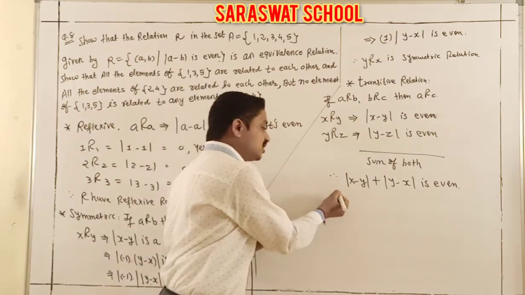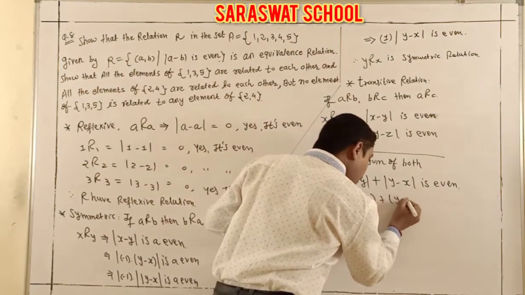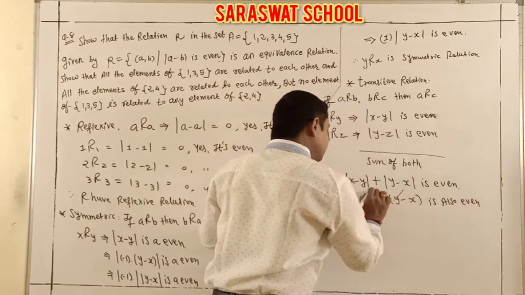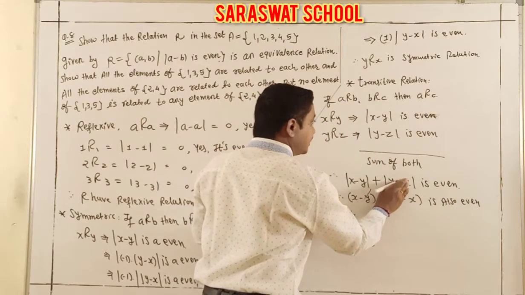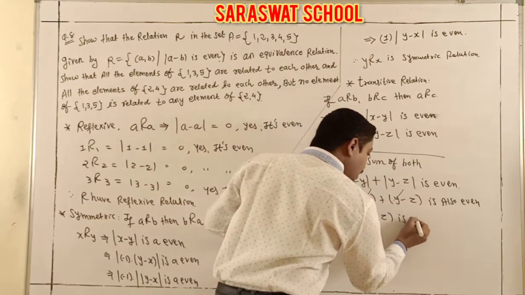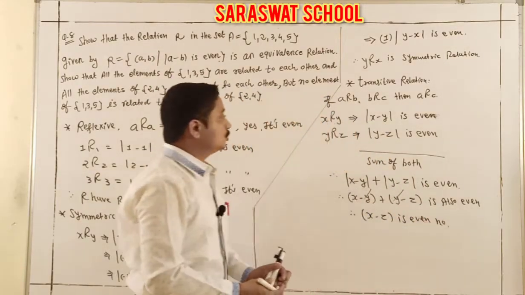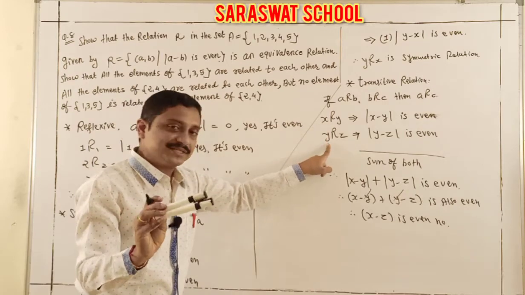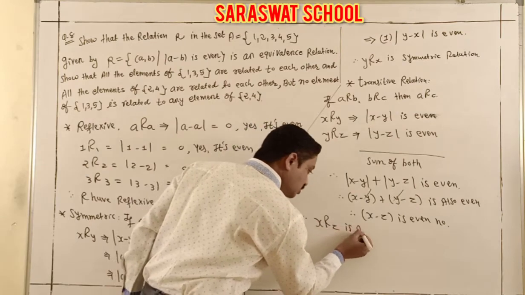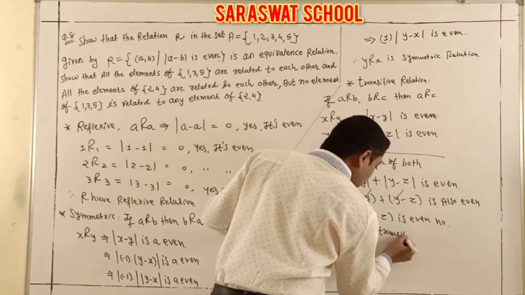Students, here the modulus I just remove from positive. x minus y minus x is also even. This cancels. It means here y minus z, students, sorry, my mistake. So x minus z is an even number. Finally, here done the third case: x to y, y to z and x to z. Therefore, x relation to z is also going to our transitive rule.